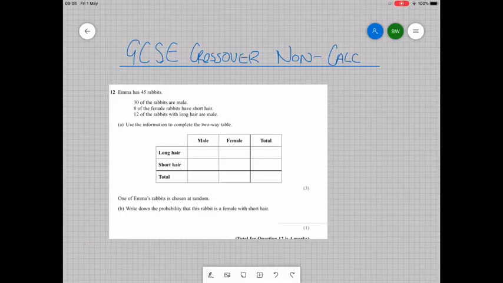Within this video, we're going to be looking at how to answer some GCSE crossover style questions. So it's a non-calculator paper. What I suggest you do, answer the question yourself. So pause the video, try and answer it yourself, and then I'm going to go through and model the answer for you.